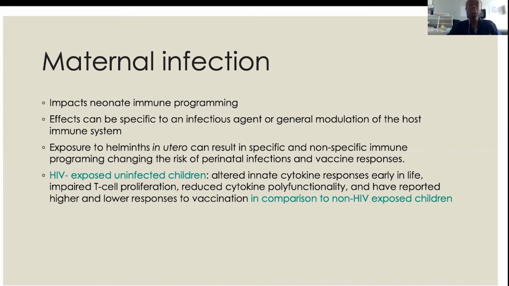Exposure to helminths in utero can result in specific and non-specific immune programming, changing the risk of perinatal infections and vaccine responses. Studies have actually been done to show that children in various places will respond differently to different vaccines, just based on their environment. HIV-exposed and infected children tend to have altered innate cytokine responses early in life, in comparison to non-HIV-exposed children.